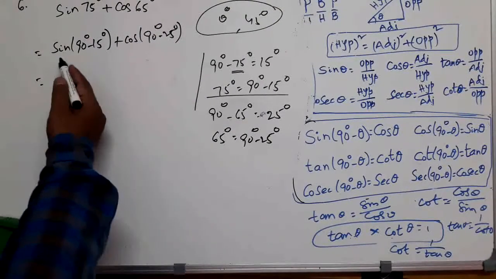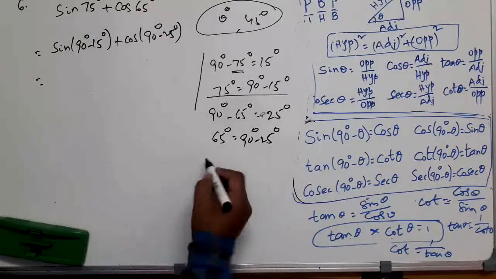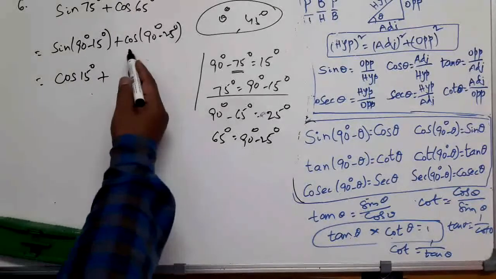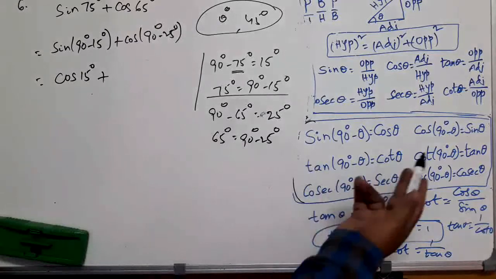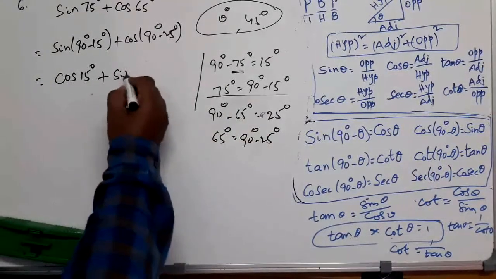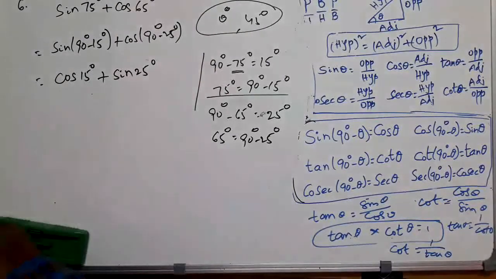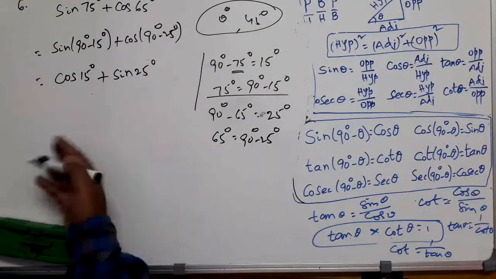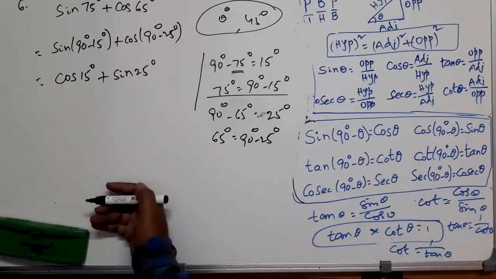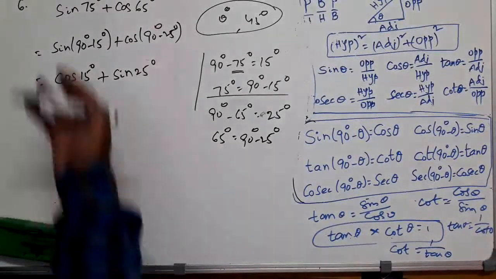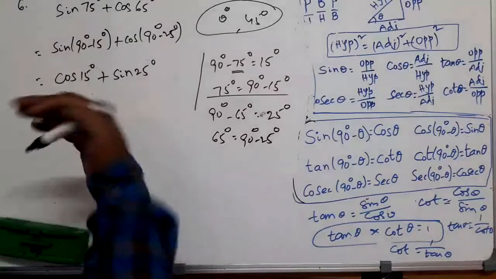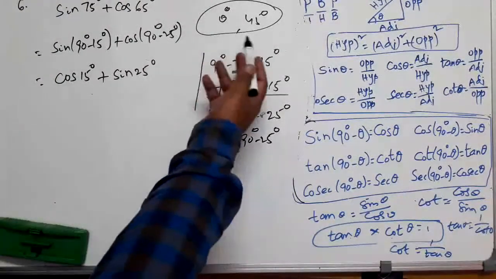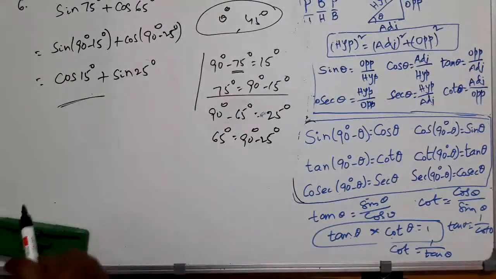Now this is sin 90 degrees minus theta. What is sin 90 degrees minus theta? Cos theta. So this is cos 15 degrees plus, in the same way, this is of the form cos 90 degrees minus theta. Cos 90 degrees minus theta is sin theta. So this is sin of 25 degrees. That's all. Now see, of course these two are trigonometric ratios, and angles are 15 degrees and 25 degrees. The value we have not changed, same value, but we have represented it in another form, right? The angles now are between 0 and 45 degrees only. So this is the required answer.